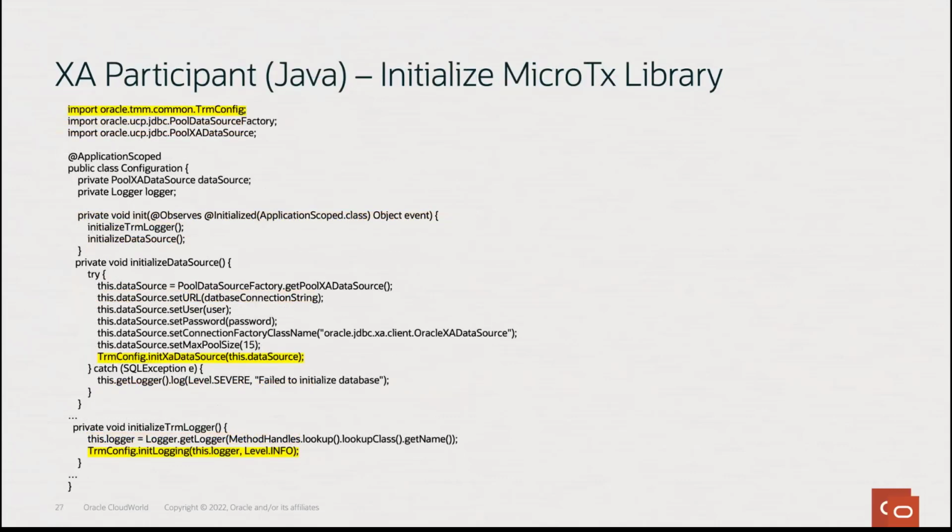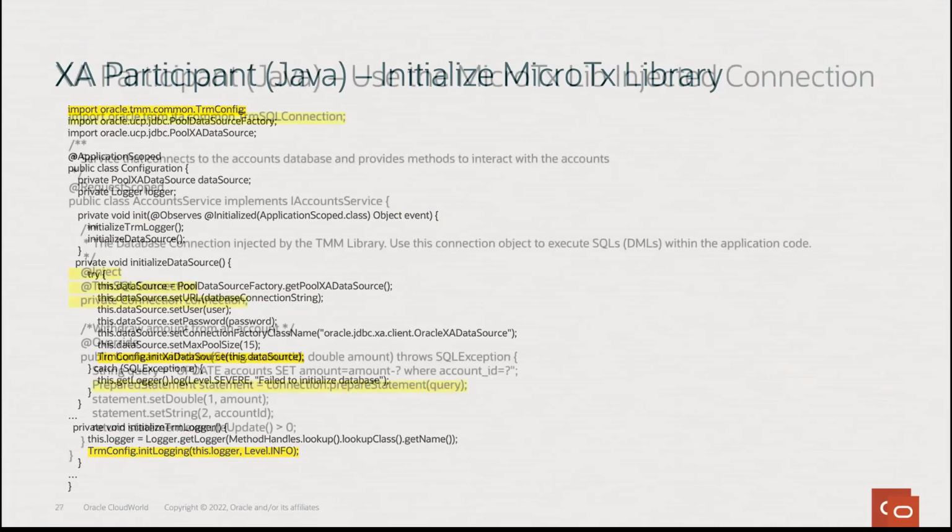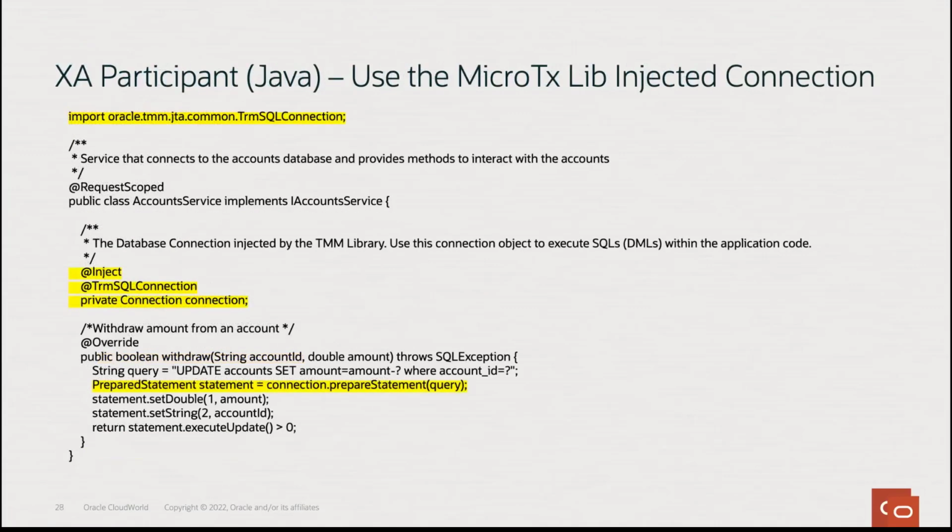application side. So the first step in the participant application is to initialize the MicroTx library by providing an XA compliant data source, usually a database, that you can see in the highlighted portion of the code here. And then the second step is shown here. The MicroTx library creates an XA connection to the data source provided in the first step, and then injects this connection into the application code.